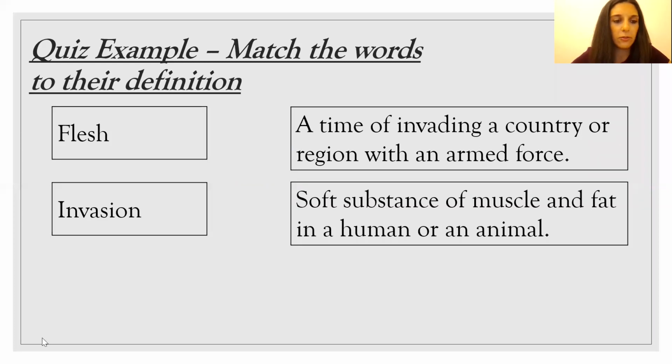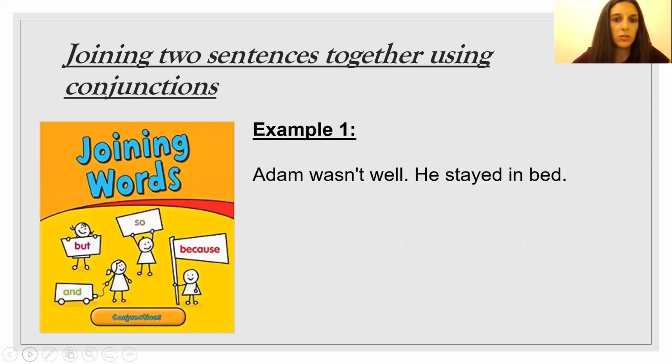Now, going back to our learning today for conjunctions, we are going to join 2 sentences together. So as you can see here, we have 2 simple sentences. Adam wasn't well, he stayed in bed. I know they are simple sentences because there are 2 full stops, but I could turn that into 1 sentence. In order to turn it into 1 sentence, I am going to use a conjunction.